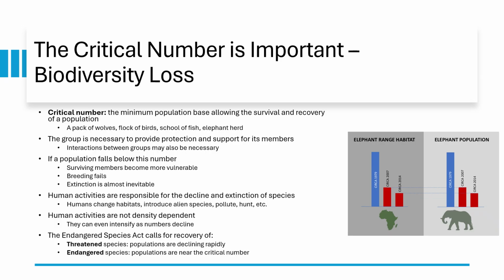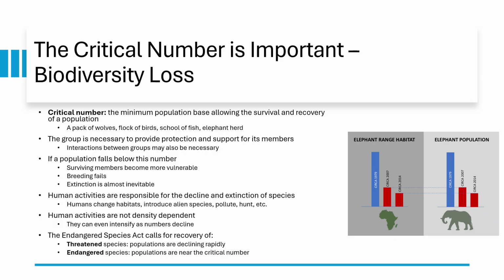So how do we get below the critical numbers? Quite often, it's a result of human activities. We know that we are changing habitats for many species. We accidentally introduce alien or invasive species. Pollution is a huge concern. Hunting and poaching is also a huge concern.